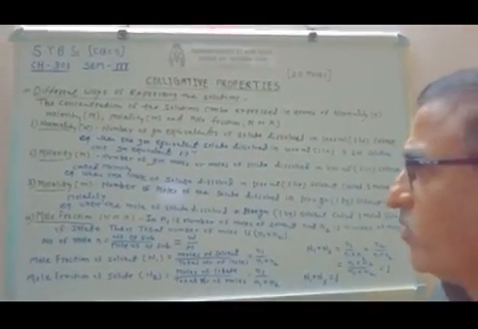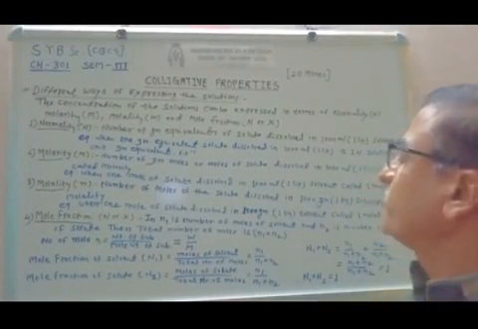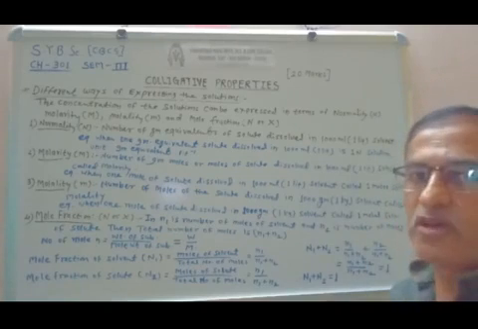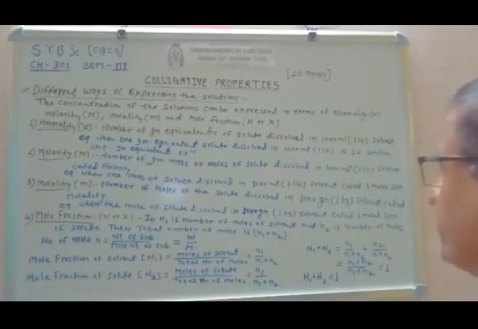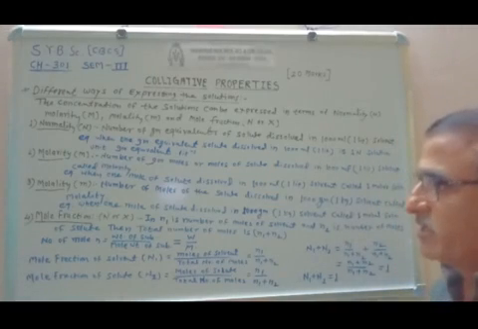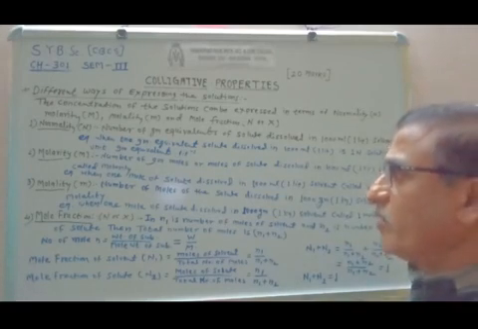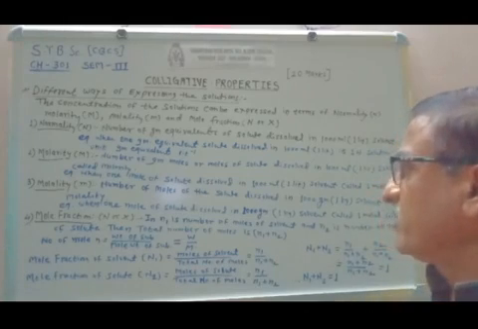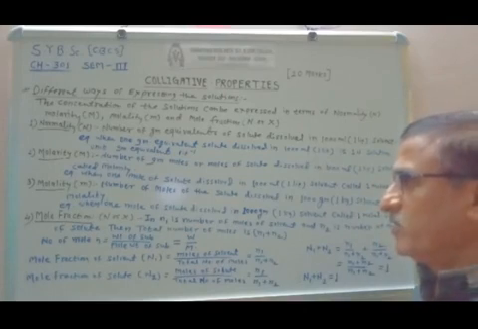Now molality, M, is the number of moles of solute dissolved in 1000 grams of solvent. So here the solvent is taken in grams, not in ml. 1000 grams means 1 kilogram of solvent. When 1 mole of solute is dissolved in 1000 grams or 1 kilogram of solvent, it is called a 1 molal solution.